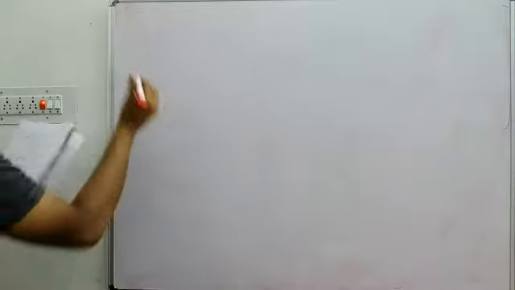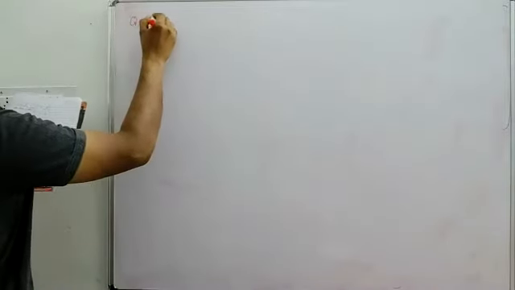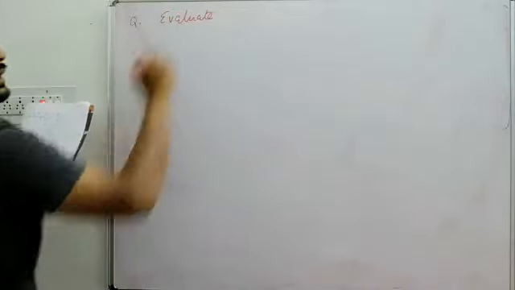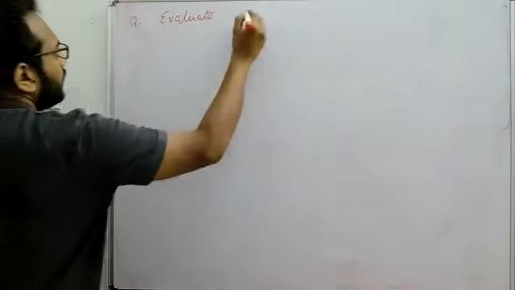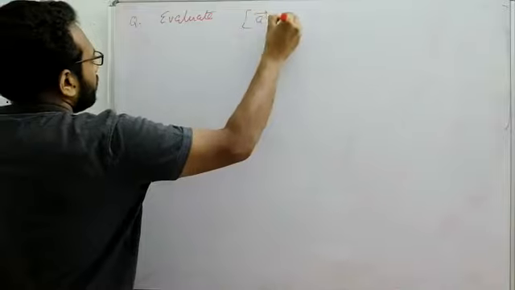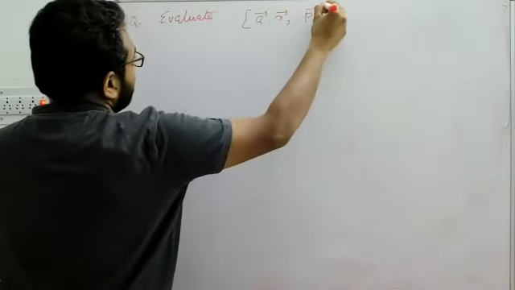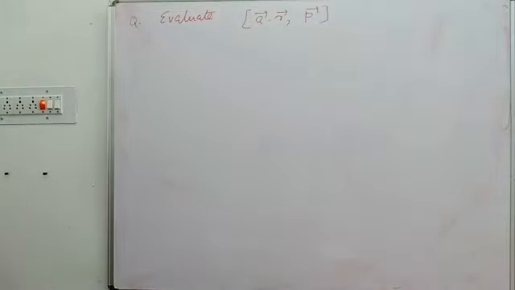Here's another one. Evaluate the Poisson bracket of A dot R with the P vector. Okay, you're asked to find the Poisson bracket of A dot R with P.